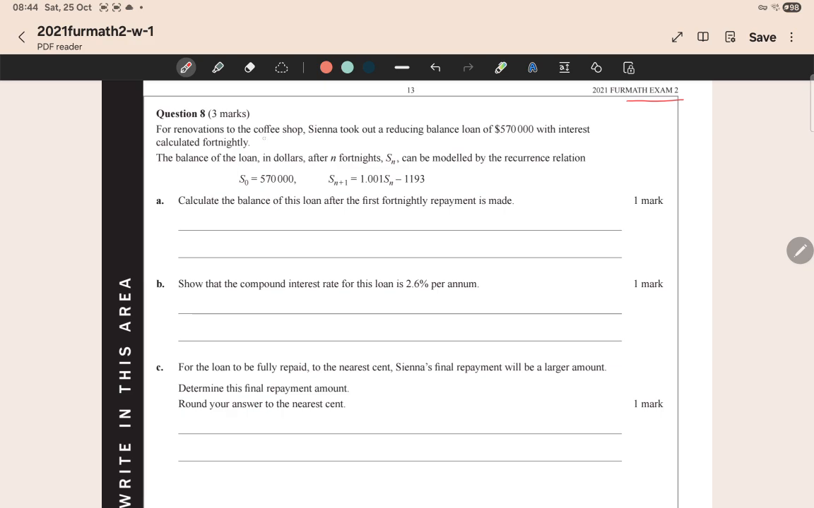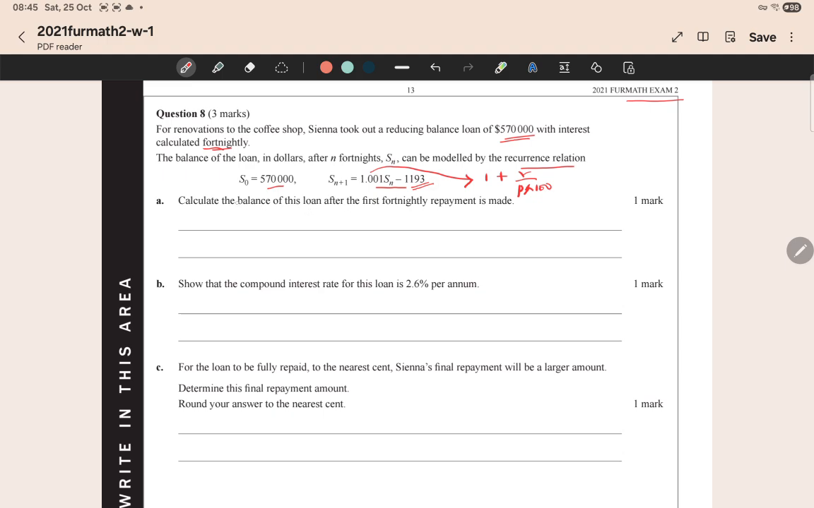For renovations to the coffee shop, Sienna took out a reducing balance loan of $570,000 with interest calculated fortnightly. The balance of the loan after n fortnights can be modelled by the recurrence relation. In a recurrence relation, there are two parts: one is the starting value and the other is a rule that connects it. From this rule, we can see that it's compounding fortnightly. So this part is equal to 1 plus r over (p times 100), where p is the number of times it compounds. And this value is the repayment.